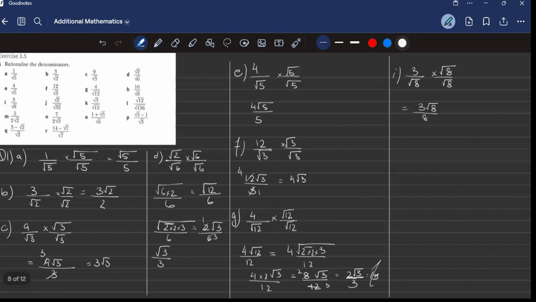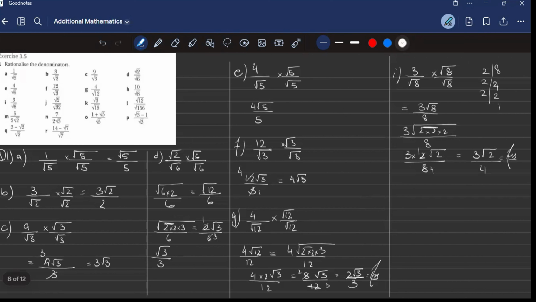So what is under root 8 equal to? It is equal to 2 cubed. So 3 under root what? 2 multiplied by 2 multiplied by 2. This is under root, which means it is raised to the power 1 over 2, so we have to make a pair of 2. So 3 multiplied by 2 under root 2 divided by 8. 2 ones are 2, 2 fours are 8. So 3 under root 2 upon 4 would be our final answer for part I.